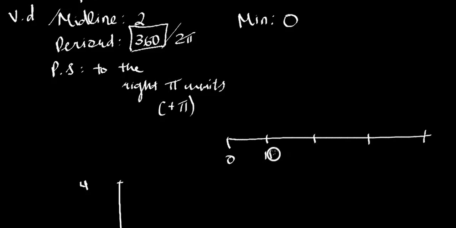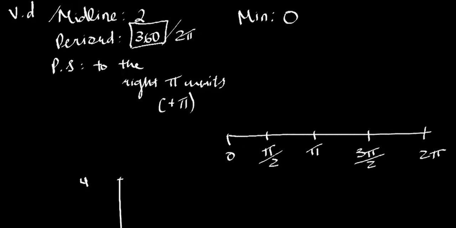Alright, so we got pi over 2. We got pi. This is 90 degrees. 180 divided by 2 is 90. This is 180. This is 3 pi over 2, which gives us 270. And lastly, 2 pi. This is our regular, because our period is 360, right? So I just divided this 360 or 2 pi into 4 different points.